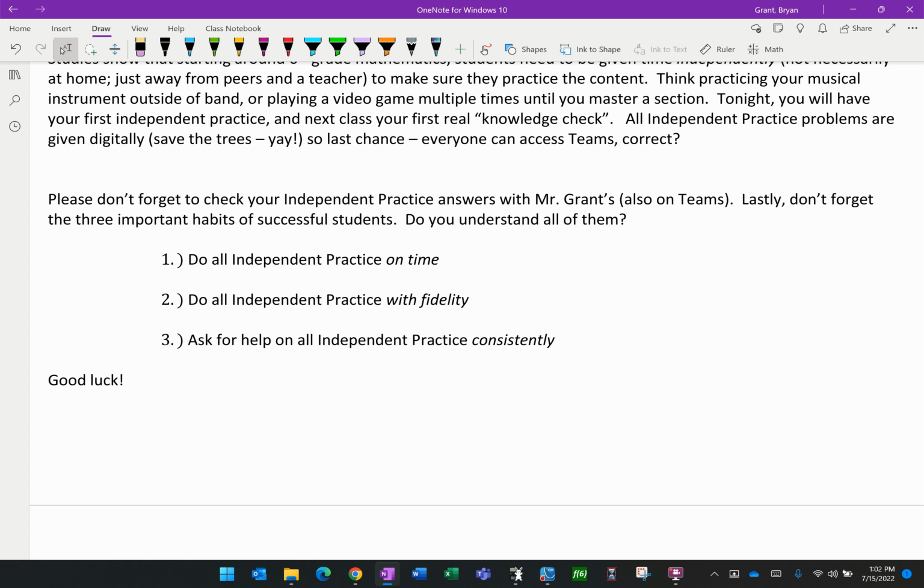Second, they do all the independent practice with fidelity. And man, oh man, do my students struggle with this. With fidelity, with faithfulness, right? Do it on their own without having someone else doing it. And the important one, without just opening my solutions and copying the problems down. That's an absolute waste of your time. There's a reason your independent practice doesn't affect your overall grade in your class. It does affect your citizenship, right? It's because we want you to do it.